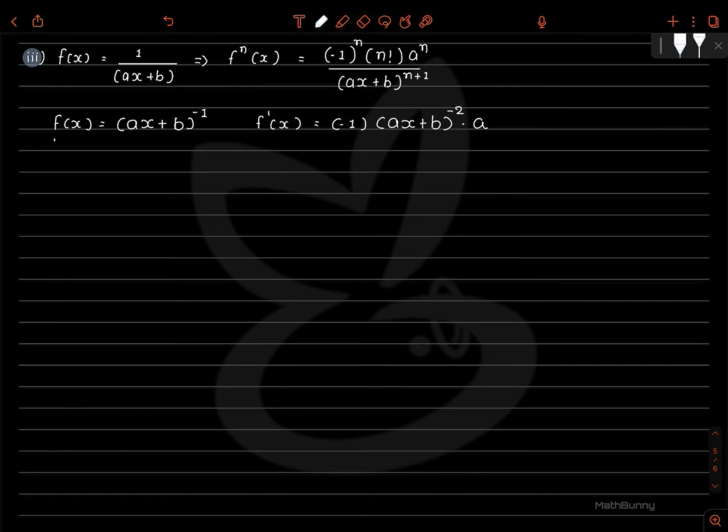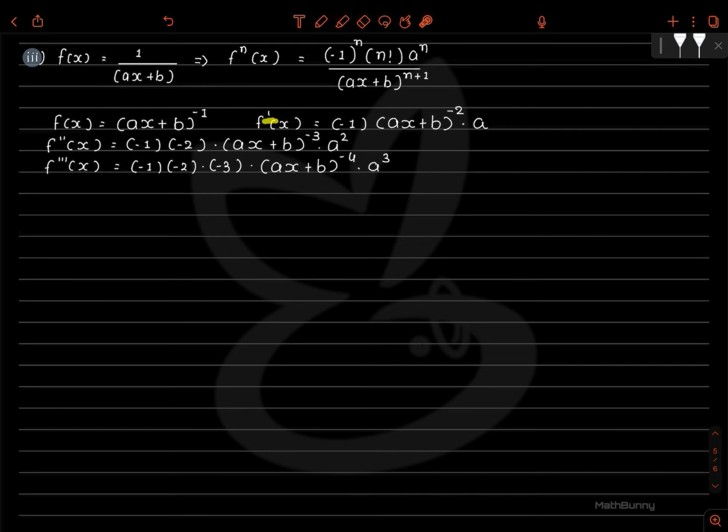Again, let us differentiate this. f double dash of x would be equal to minus 1 into minus 2 into (ax plus b) raised to minus 3 into a square. Again, let us differentiate. f triple dash of x would be equal to minus 1 into minus 2 into minus 3 into (ax plus b) raised to minus 4 into a cube.